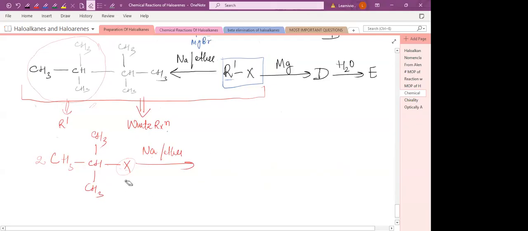But we will proceed. Basically, we know the reactant. We know the reactant now. So now you have to identify this D. Okay, now we know what is R dash.